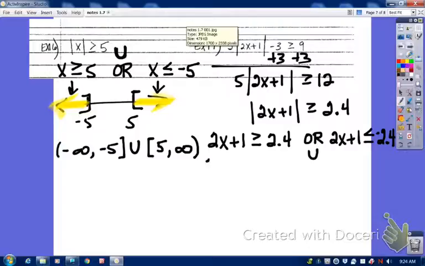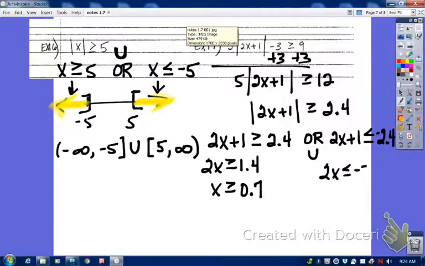You'll solve each one of those. You have 2x is greater than or equal to 1.4. Divide both sides by 2. X is greater than or equal to 0.7. Over here you'll subtract 1. You'll get 2x is less than or equal to negative 3.4. Did I do something wrong? X is less than or equal to negative 1.7.